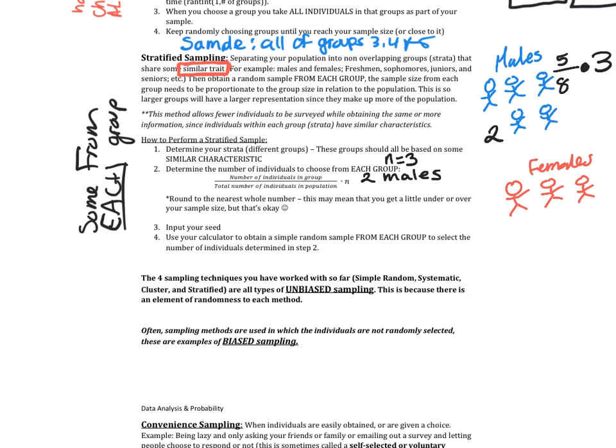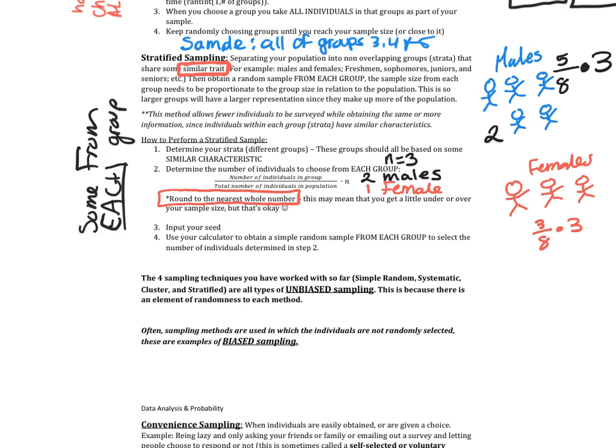Now we do the same thing with the females. We have 3 females out of the 8 people total, times a sample size of 3. Do that in your calculator. 3 divided by 8 times 3. Get 1.125. 1.125 would round down to 1. Okay, so this one you round normally. So nearest whole number. Remember with the K value in systematic, we always rounded down. In this case, you're just going to round to the nearest whole number, round like you normally would.